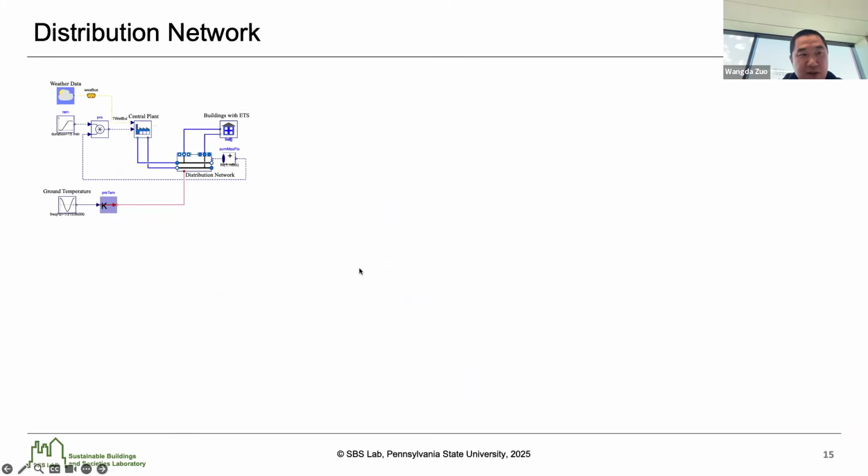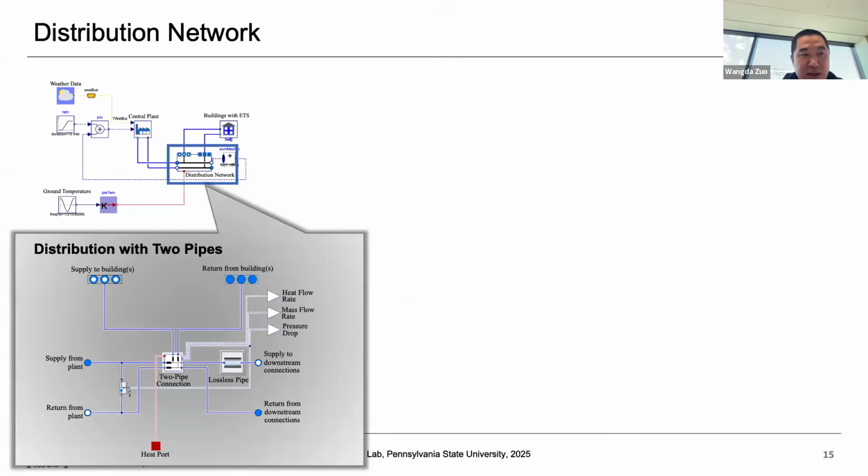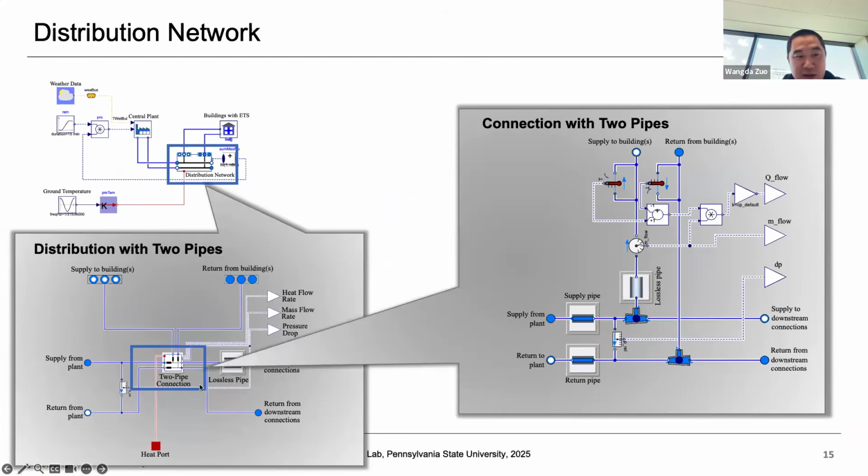Okay, next one, let's go to the distribution network. Here, this is our distribution network model. If you open this one, you actually see there are two pipe connections. We use lossless pipe here, coming to downstream. And then if you open this two pipe connection, now you can see I have supply and return pipes. And then how you can control those valves to regulate the flow demands.